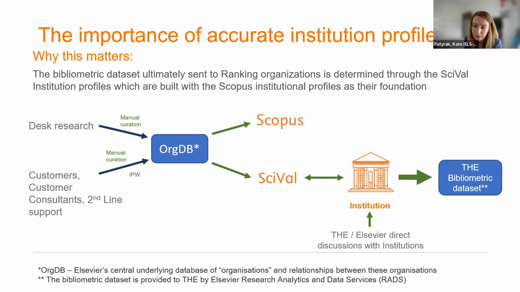For the THE ranking bibliometric datasets, SciVal institutional profiles are used as the base. So the exact composition of the final institution also depends on discussions THE and Elsevier have with the organization and regional preferences. The institutions which result, as indicated on the right-hand side of the slide, are then used to prepare the bibliometric dataset used by THE in their ranking calculations.